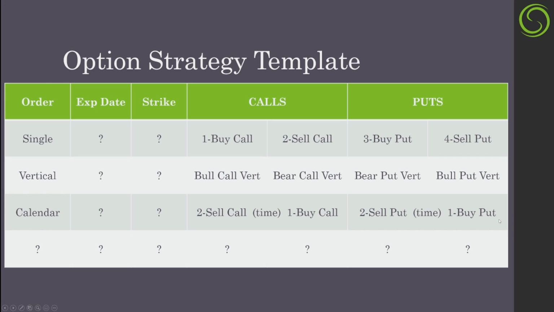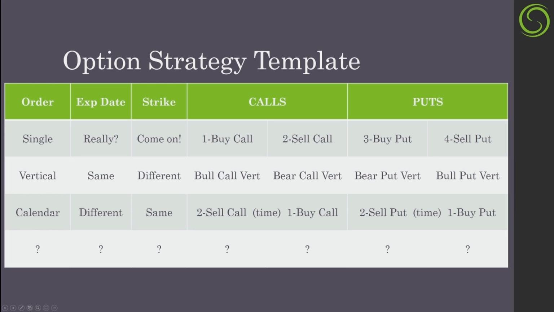Now that we have the top three rows taken care of, let's fill in the second and third columns here: the expiration date and the strike. For the single order, it's self-explanatory, it doesn't need any explaining. But for the vertical and calendar, what you notice is the vertical expiration is the same, but the strike is different. For the calendar, the expiration is different, but the strike is the same.